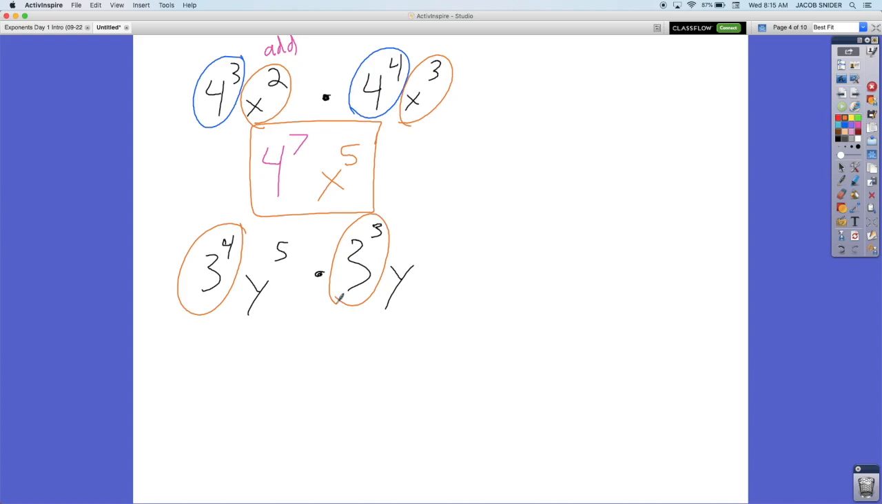All right, so 3's, same thing, being multiplied, so we're going to add them together. 4 plus 3, we just did that, 7. Now we have the next one, right? I got y and y. Once again, what's that exponent? 1. So I got y is my base. 5 plus 1, 6. There's my final answer, simplified and combined. So far, so good? Okay, let's keep going.